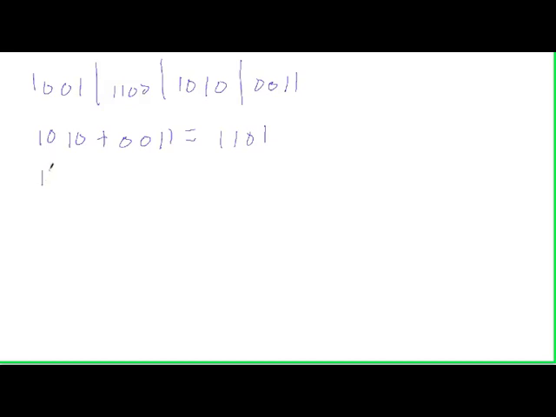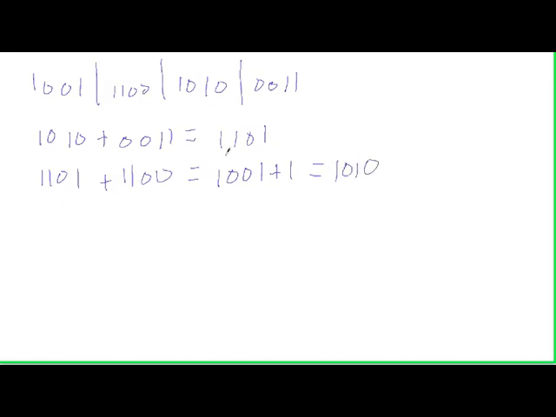So 1, 1, 0, 1 plus 1, 1, 0, 0. Well, what does that equal? Well, that equals 1 there and 0 there, and then 1 plus 1 is also 0, and then we have 1, but we have an overflow bit, right? So that overflow bit we're going to add back in. So that overflow bit goes here, which gives us a result of 1, 0, 1, 0, 0.